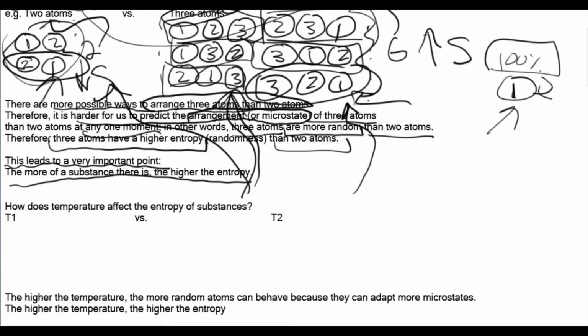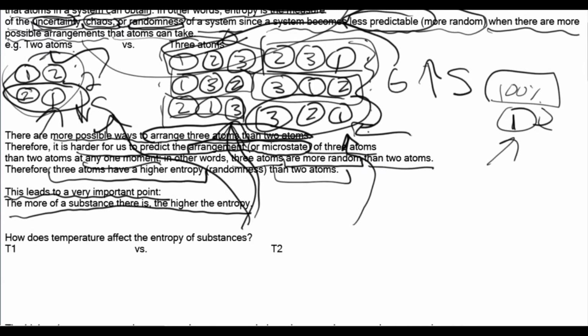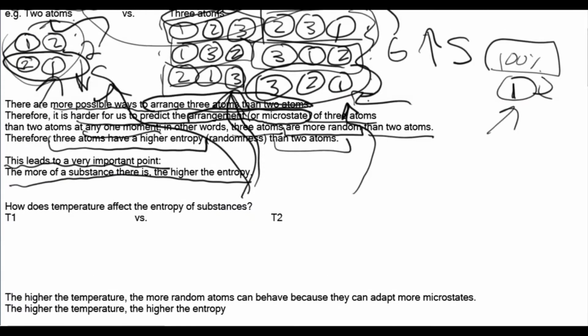The second factor I want to talk about is temperature. How does temperature affect the entropy of substances? So, let's just say T1 is at 0 Kelvin. Let's just say T2 is at 100 Kelvin. And let's just say we have a sample of gases. So let's make our gas neon, actually.